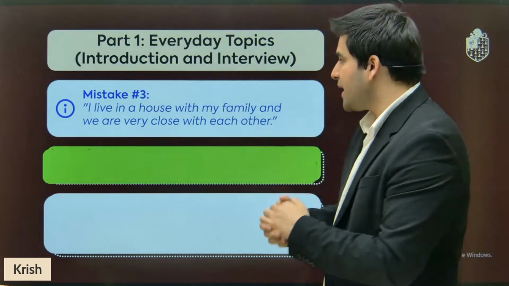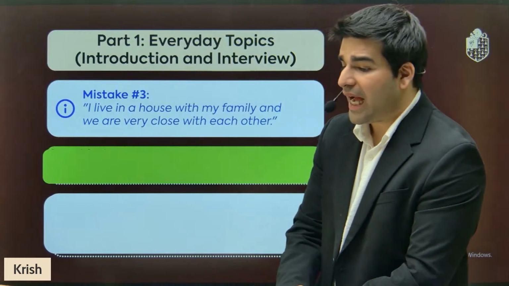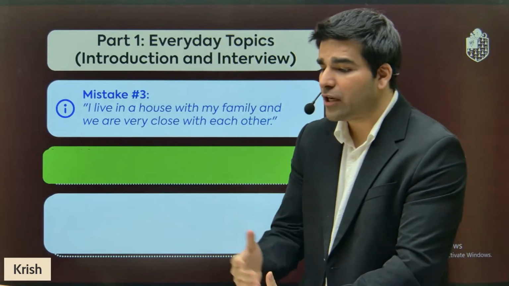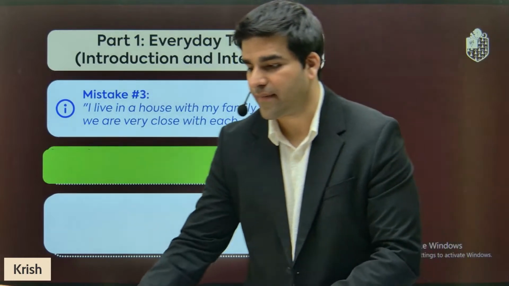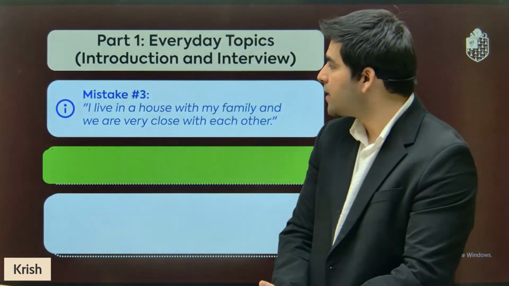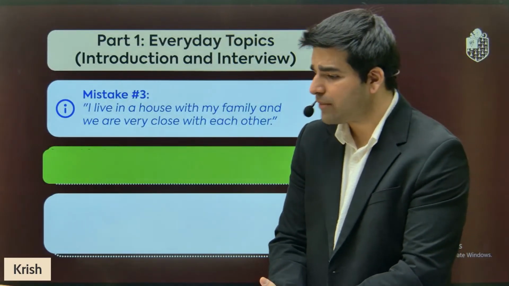So the first sentence is, let's have a look: "I live in a house with my family and we're very close with each other." This is a very interesting one, actually, and I'll tell you why in a short while. What do you think is the correct version of this sentence? Can you put it in the chat box?